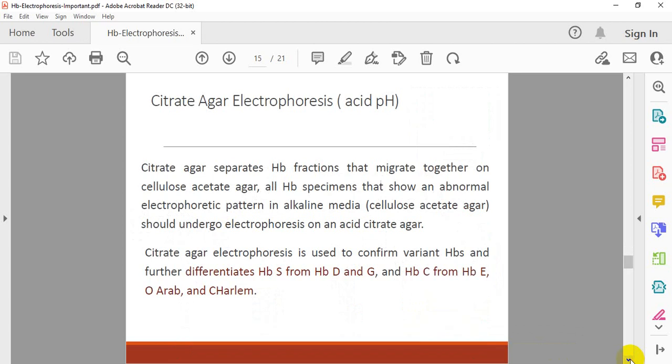So we have the electrophoresis setup using citrate agar. The first one is cellulose acetate paper. The next one is the citrate agar. Agar is like a gel. Citrate agar separates hemoglobin fractions that migrate together on cellulose acetate. So after doing the cellulose acetate electrophoresis, you now look at the citrate. You want to verify whether what you had on the cellulose acetate paper is correct. So you use the citrate.